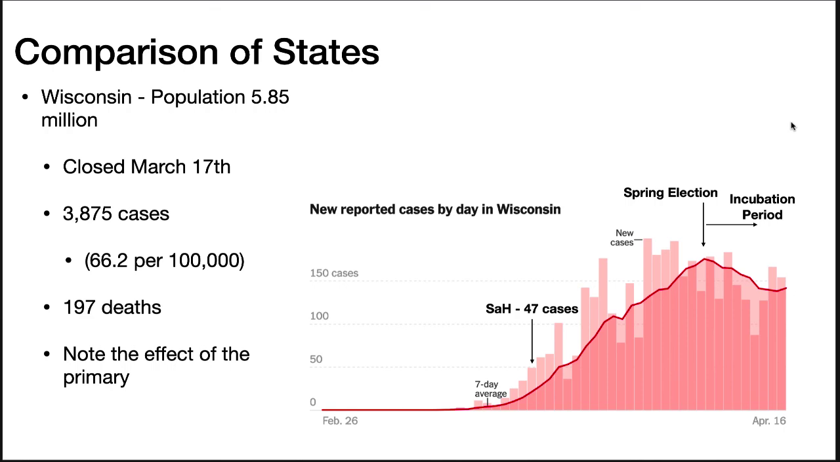In Wisconsin, a stay-at-home order was issued much earlier, when there were only 47 known cases. Remember, in Louisiana, there were over 800 when they issued a stay-at-home order. Since then, there have been 3,875 cases, which is about 66.2 per 100,000, almost 90% less than Louisiana. The number of reported cases peaked on April 7th, and we have been heading down ever since.